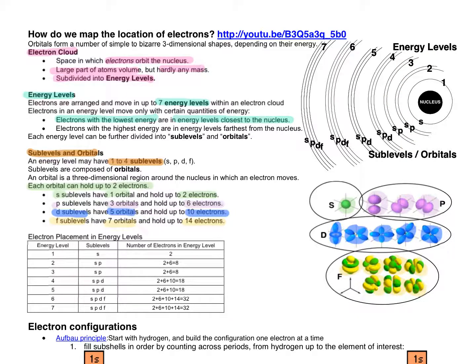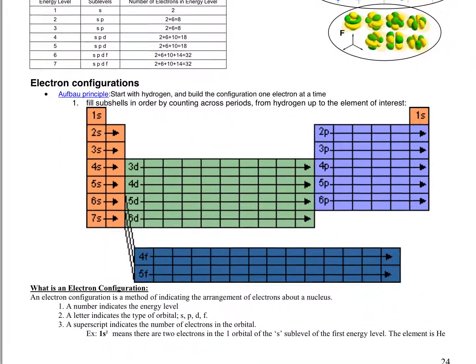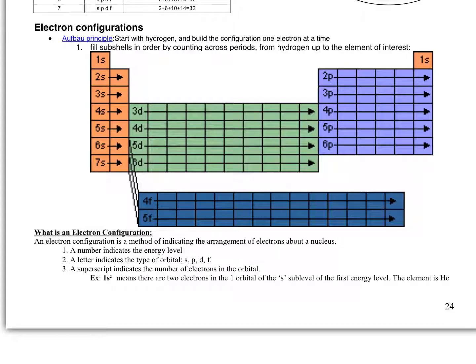until we start getting into the 4th, 5th, 6th, and 7th energy levels, which include these d and f orbitals, which allow us to hold a lot more electrons on each of those sublevels. So how do we map these electrons? Well, we use what's called an electron configuration.